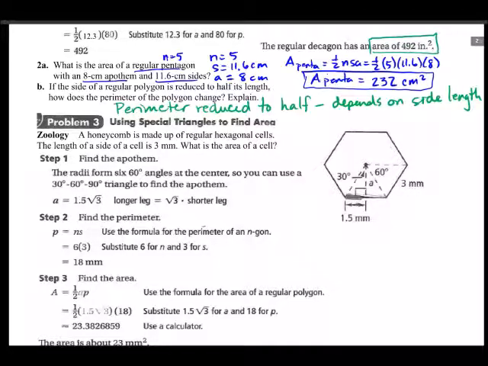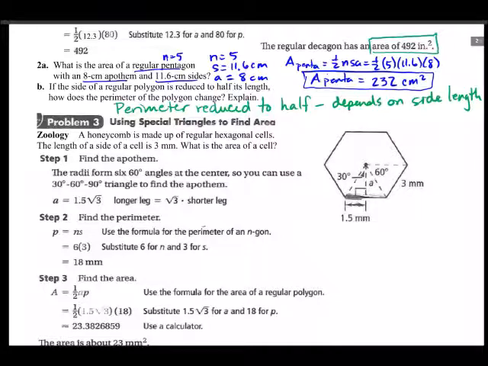These problems were pretty easy. We were given everything we needed. In the first one, we're given a regular pentagon and the apothem length and the side length. So I wrote NSA: 5 sides, side length 11.6, apothem 8 centimeters. Wrote my formula, substituted in, 232 centimeters squared.